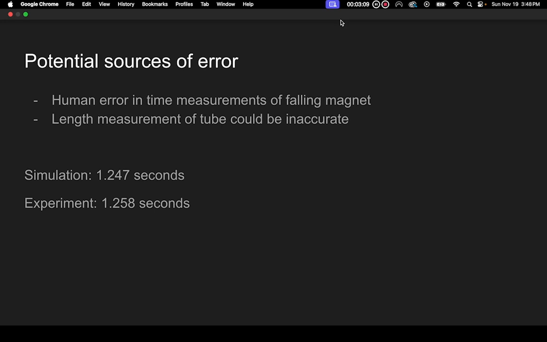The slight difference, though the results are pretty similar, can be explained by the following potential sources of error. The main one would be human error in the time measurements of the falling magnet, because I was just using my stopwatch and my reflexes definitely aren't exact, so I'm probably off by a couple tenths of a second every time, and that could add up to a pretty notable error. Also, the length measurements of the tube could be inaccurate because I was just using a ruler and could be off by a couple tenths of a centimeter, and that could add up too. But overall, you can tell that the results are pretty similar.